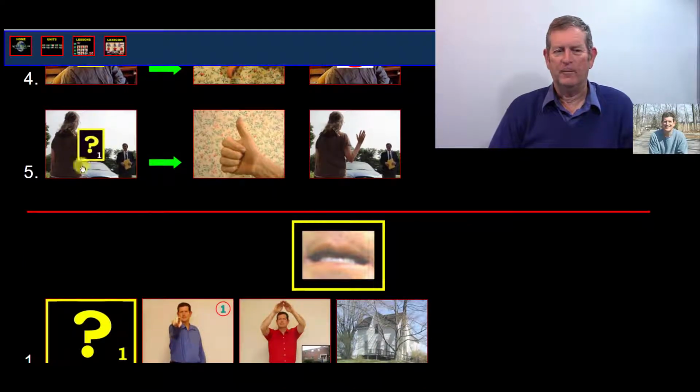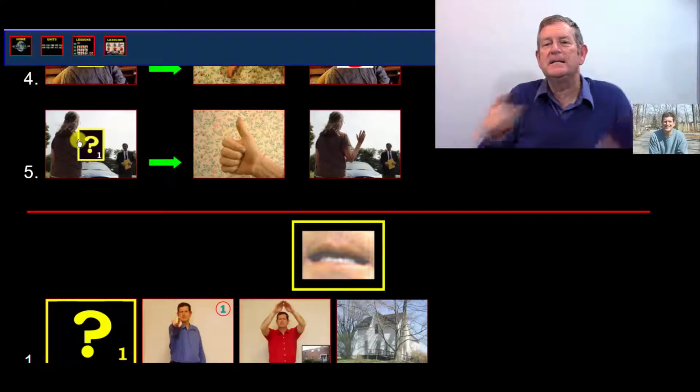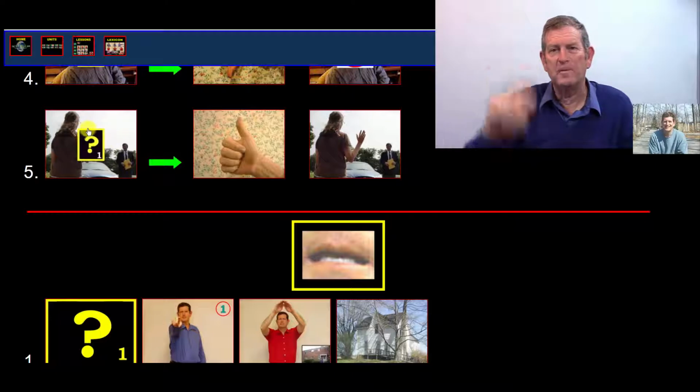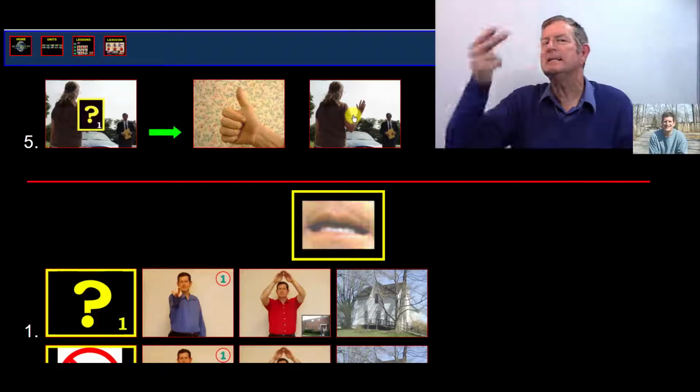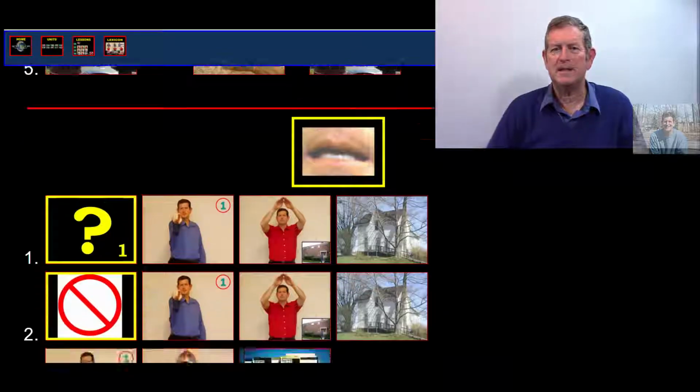Okay, next one. Form this question. What's the question being asked here? Say it. Okay. Does he say hello? Okay, that was the question. Does he say hello? And here's the answer. Say it. Say the answer. Okay. Yes. He says hello.